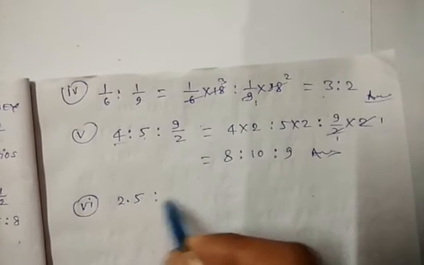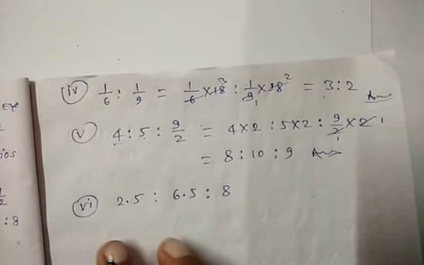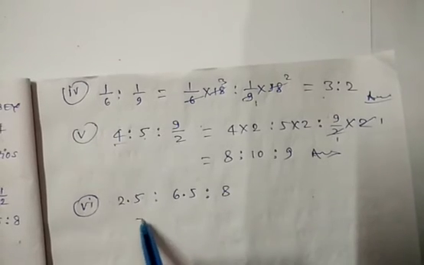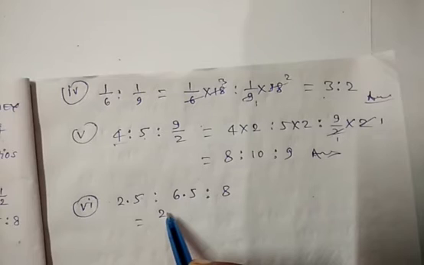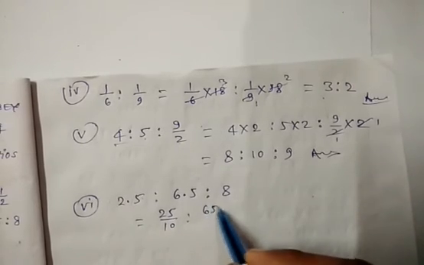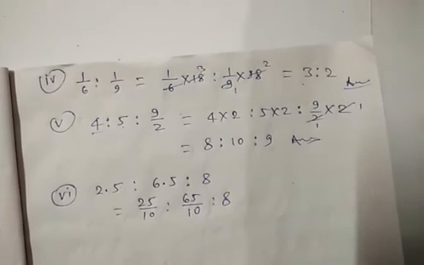2.5 is to 6.5 is to 8. Here we see that two terms in the ratio are in decimal form, so we need to convert this decimal form into fractional form. Then we write this as 25 by 10 is to 65 by 10 is to 8. How?